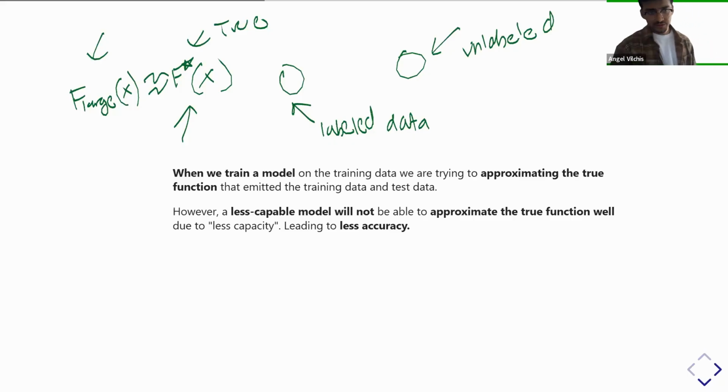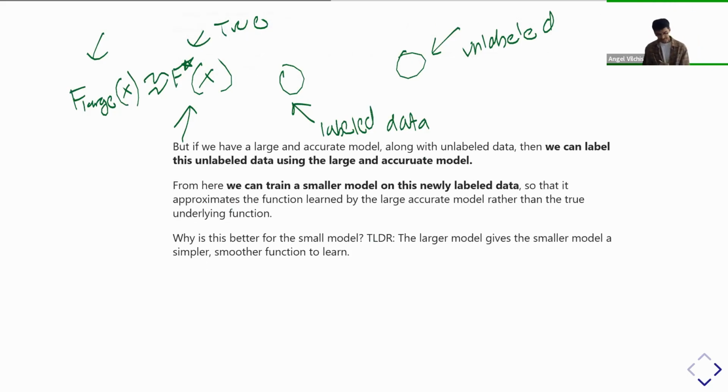So it's shown in this paper that it's more accurate to do that than to train the small model directly on the labeled data. Now, why does this work? Well, this paper doesn't really go into it. It just shows that it works. And the next paper goes more into the details of why this may work. But the important thing here is we have the small model approximate the large model rather than approximating the underlying function of the data.